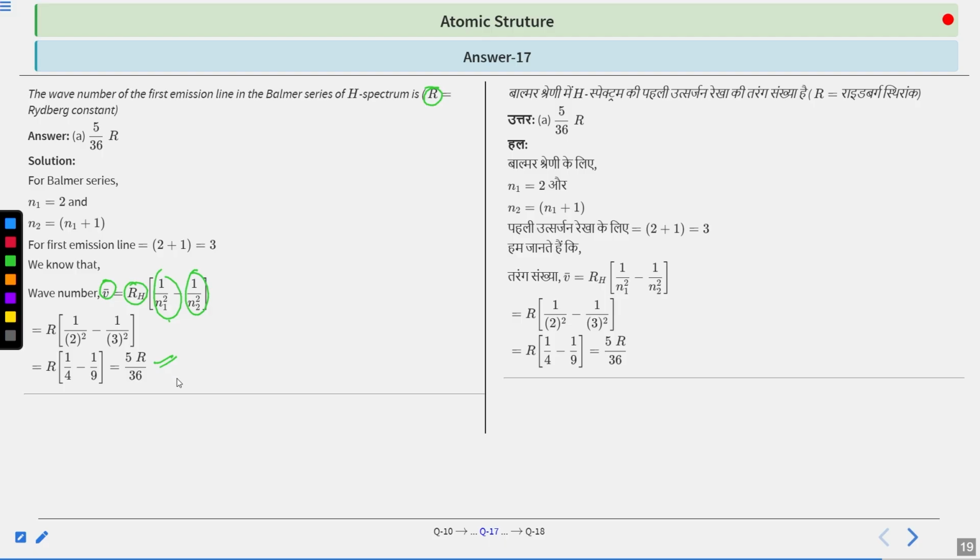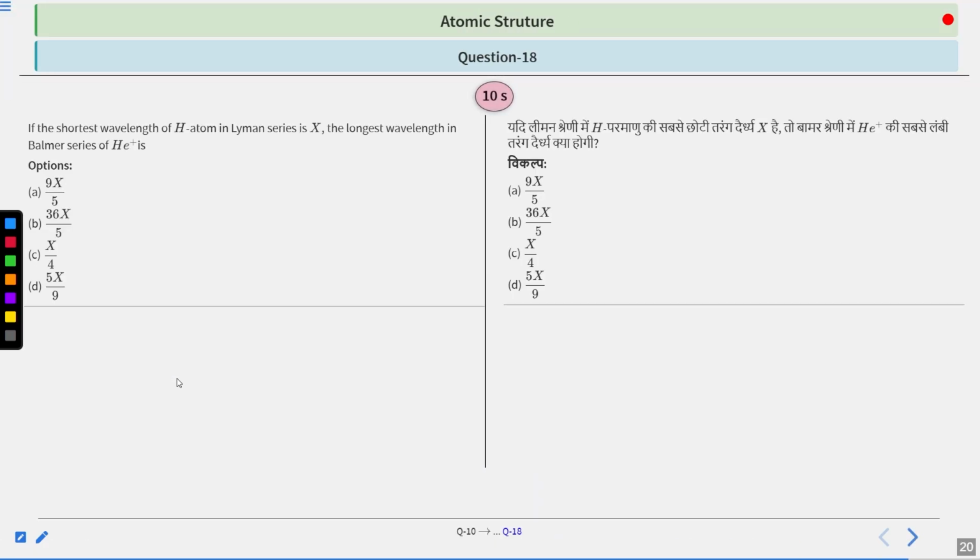Now moving on to the next question. Question number 18 says: if the shortest wavelength of hydrogen atom in Lyman series is x, and the longest wavelength in Balmer series of helium plus is what? We have to calculate this. Options are A, 9x by 5; B, 36x by 5; C, x by 4; D, 5x by 9. You have 10 seconds to solve this question. Your time starts now.